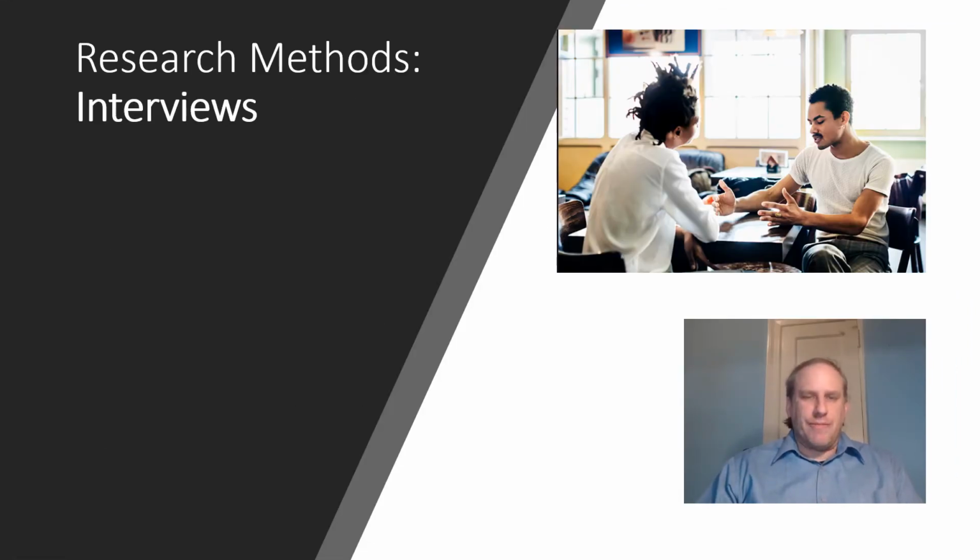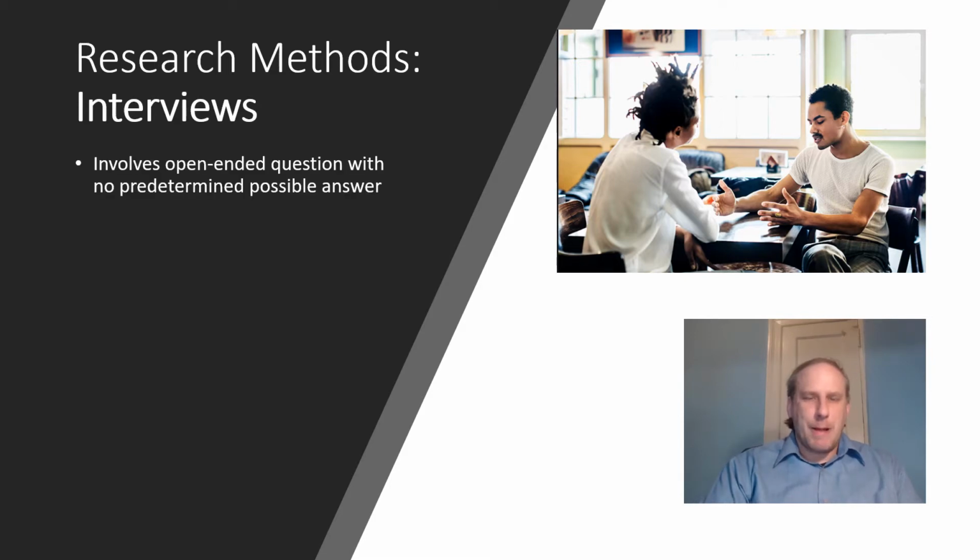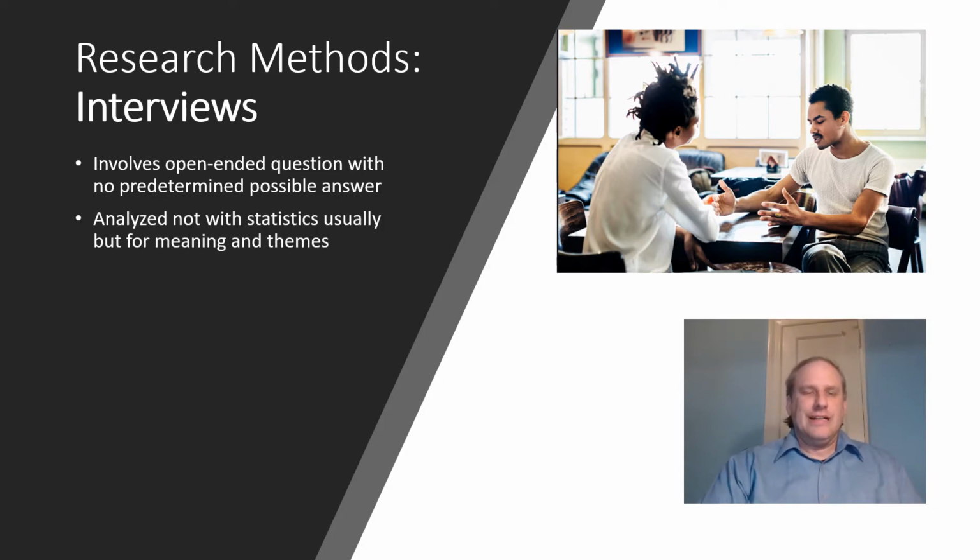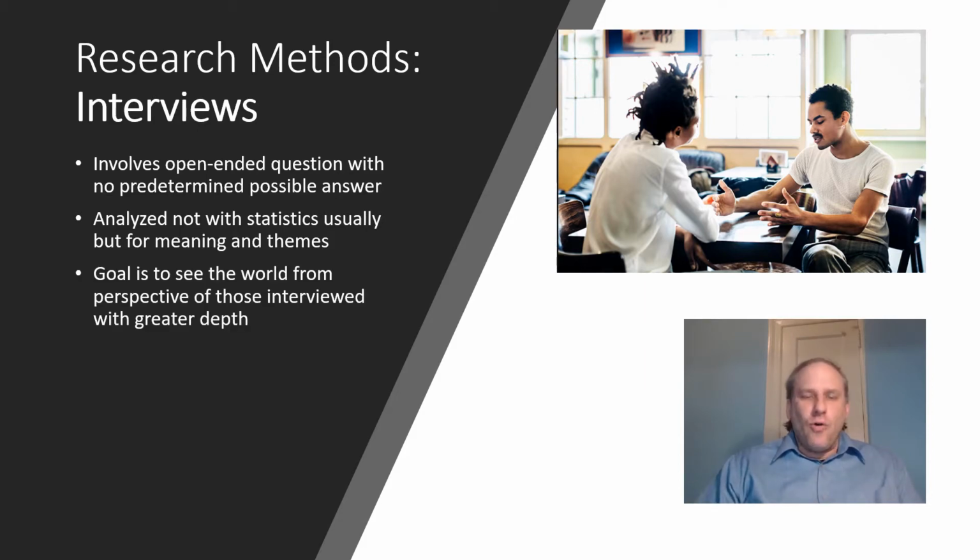The second major research method, which we're going to talk about a lot more next week, is interviews. Interviews involve open-ended questions where you don't have a predetermined possible set of answers. People may say something that surprises you, but you hope that they say something that surprises you. And it's analyzed not so much with statistics, although those can be used occasionally with interviews, but usually looking for meaning and themes, things that are common amongst people who are in a same group in some way, and things where they differ. The goal is to see the world from the perspective of those interviewed, to get greater depth on how they see the world, on what behaviors they may engage in, to understand why they engage in them and how they do it.